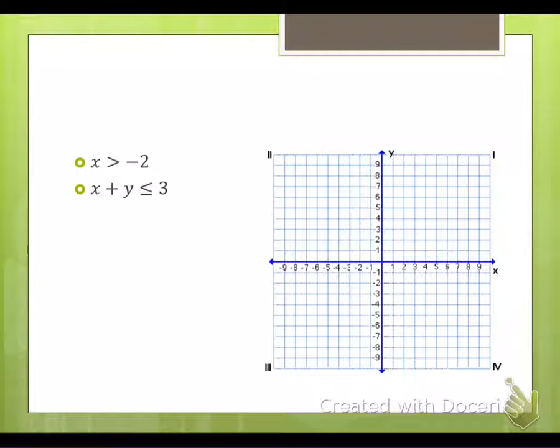Alright, x is greater than negative 2. So let's start with that one there. Jacqueline, how would I graph x is greater than negative 2? It is a vertical line. Very good. And where do I start at? On which axis? Good. Will my line be solid or dotted? I'll go back and fix mine in a second.